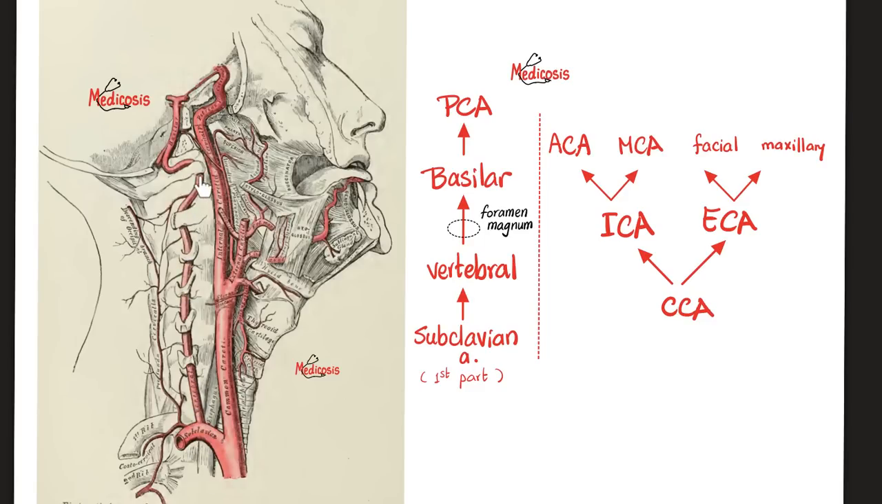It runs through the transverse foramina of C1, C2, C3, C4, C5, C6, but not C7. It ends up by entering the foramen magnum, uniting with the vertebral artery on the other side to form the basilar artery, which runs anterior to basis pontis. The basilar artery ends up by giving us two posterior cerebral arteries.